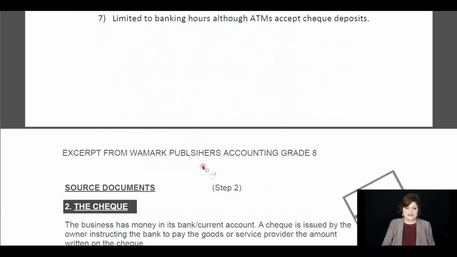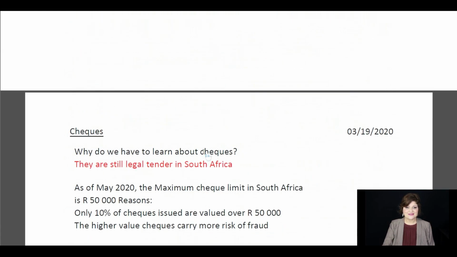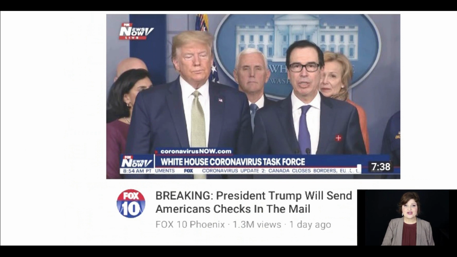All right, I wanted to show you something interesting, to show you that checks are used worldwide. Here this week, in 2020 in March, Donald Trump, with breaking news on YouTube on Fox 10, said President Trump will send Americans checks in the mail. So even the American government uses checks, and they'll be sending checks to the people that aren't able to work because of the isolation due to the coronavirus, and he's promising to send $1,000 to each of these people.